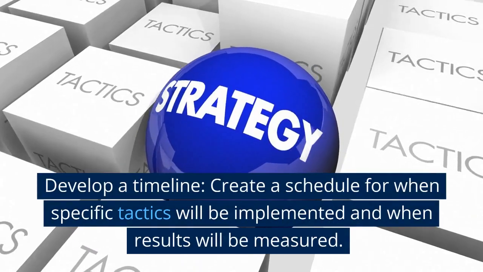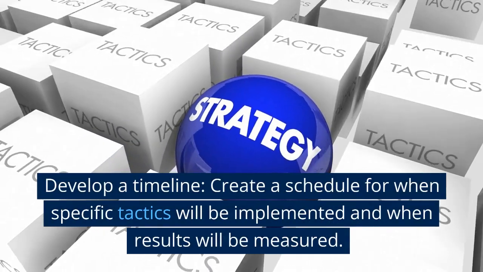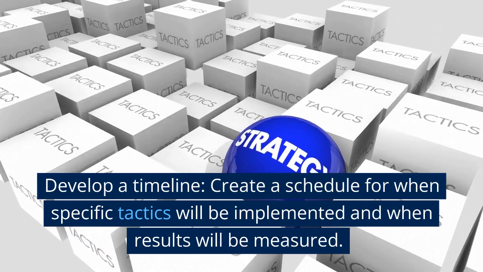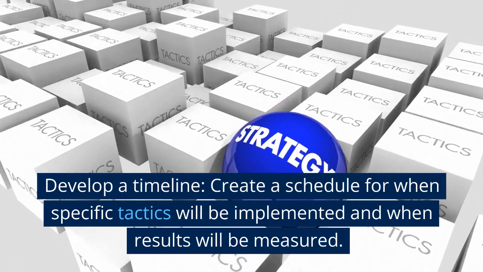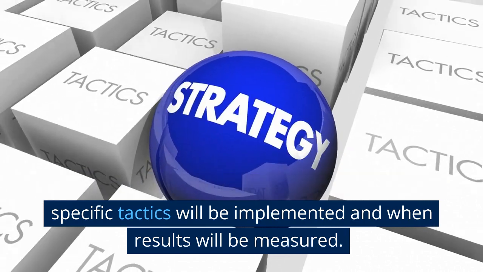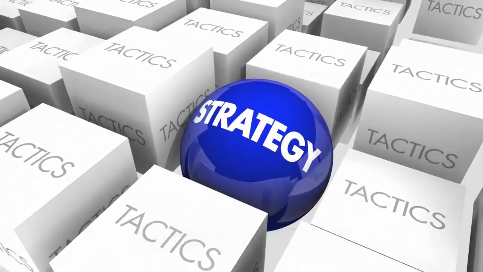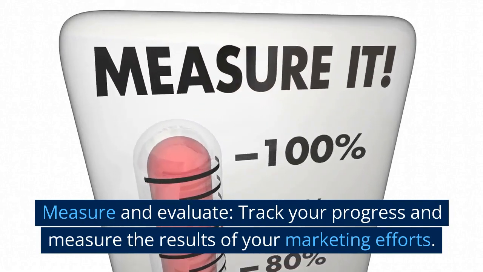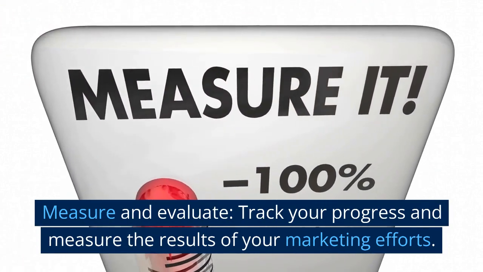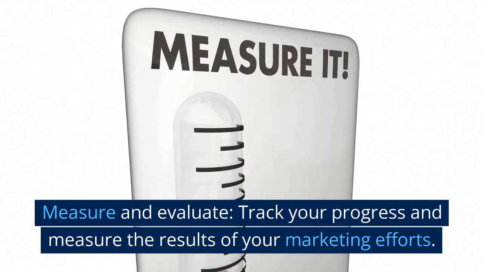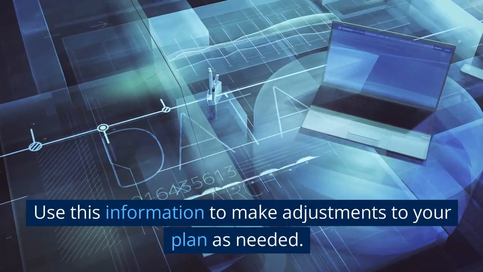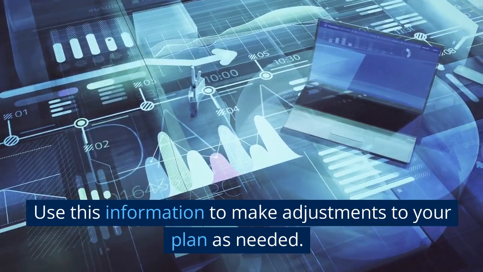Develop a timeline. Create a schedule for when specific tactics will be implemented and when results will be measured. Measure and evaluate. Track your progress and measure the results of your marketing efforts. Use this information to make adjustments to your plan as needed.